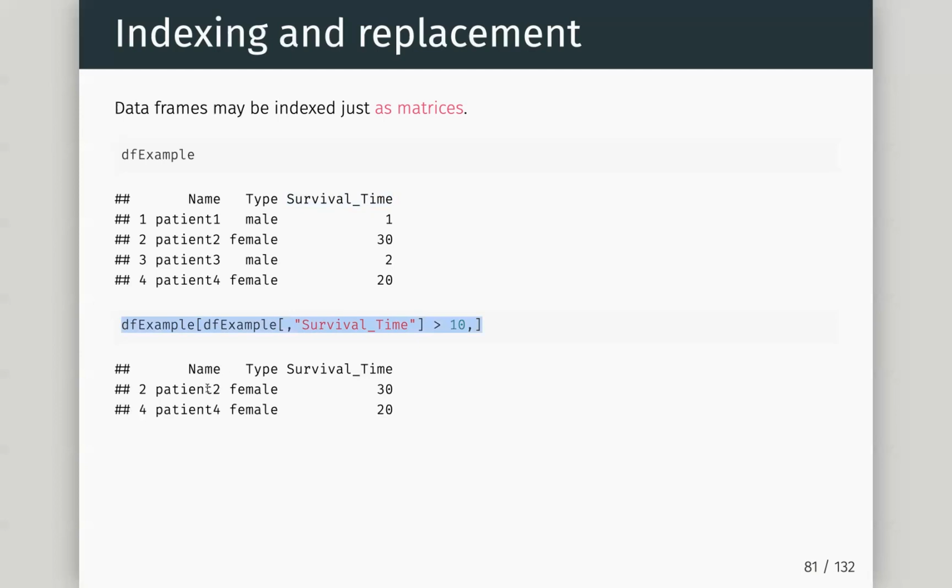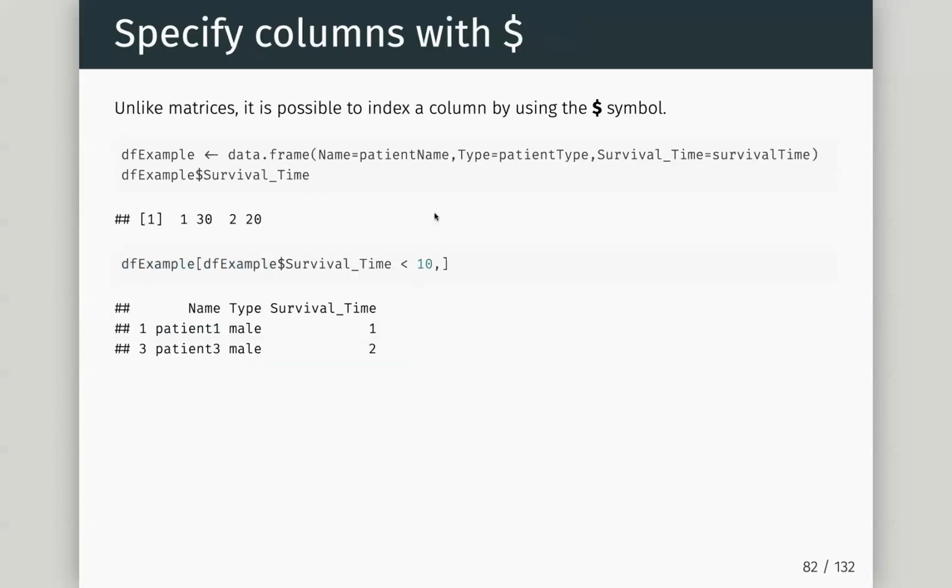And that will give us patient 2 and patient 4 both had significantly increased survival time. I just noticed this, the males really didn't do well here. I think that's by chance. Unlike matrices though, there are some really nice additional features to data frames we can take advantage of.